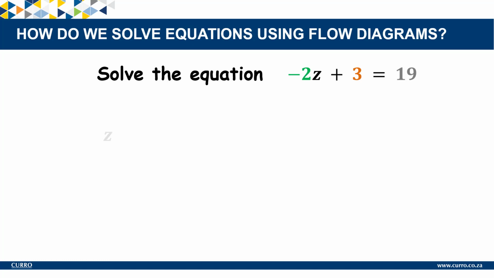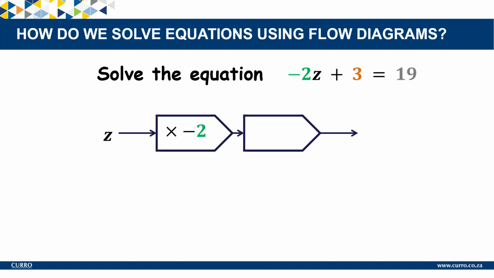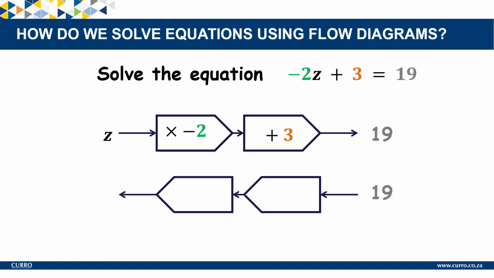Let's solve this equation. What happened to the z? We did not subtract 2, we multiplied by negative 2, because negative 2 is the coefficient of z. Then we added 3, and that is 19. To solve the equation, we start with 19, and then we work backwards. We subtract the 3, and we divide not by a positive 2, but by a negative 2. The number is negative. It's the operation that we have to change. And that is equal to negative 8.